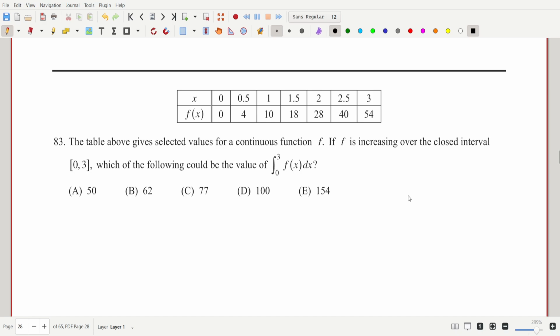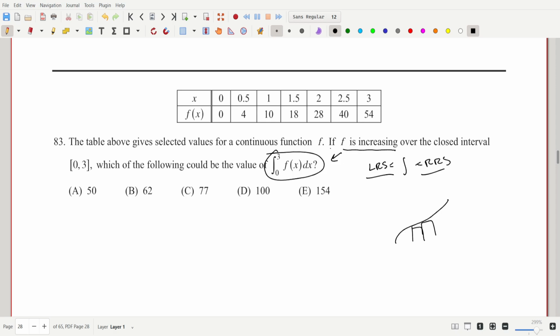The table above gives selected values for a continuous function f. If f is increasing over the closed interval 0 to 3, which of the following could be the value of the integral from 0 to 3? Oh, yeah, okay, this one's annoying. They're really not telling you, but the idea is you're going to approximate this using left and right Riemann sums, and the answer will need to be between those. Why? Because for an increasing function, the left Riemann sum is less than the integral because it goes underneath, and the right Riemann sum is over it. So you've got to be bounded between these two.